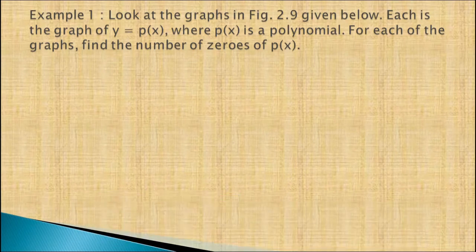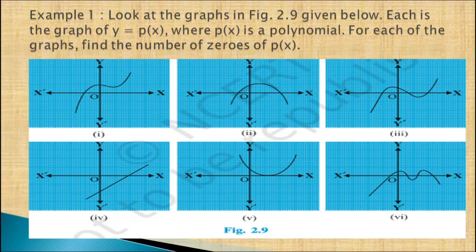Look at the graphs in figure 2.9 given below. Is the graph of y equal to p(x), where p(x) is a polynomial. For each of the graphs, find the number of zeros of p(x). Means in this graph we have to find the number of zeros.